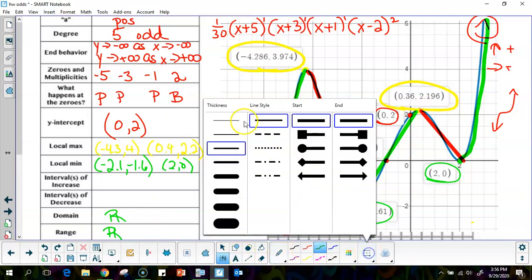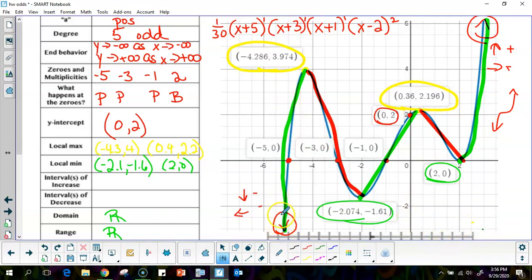Okay, let's look at our uphill first, our increase. Let's see, it goes from negative infinity up to this right here. So increase, negative infinity to -4.3. U symbol. There's 3 of these. I'm going to have to write out here. -2.1 to, not negative, sorry, 0.4. And then the last one is from 2 to infinity.